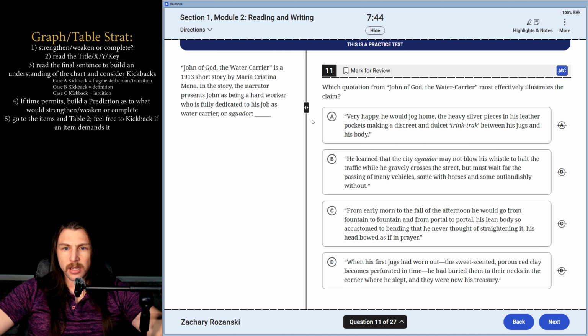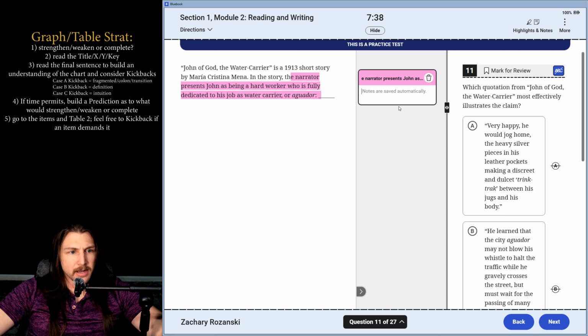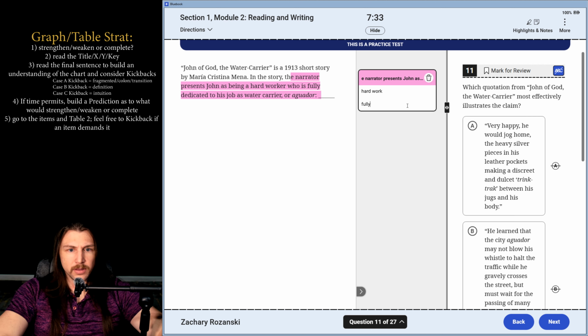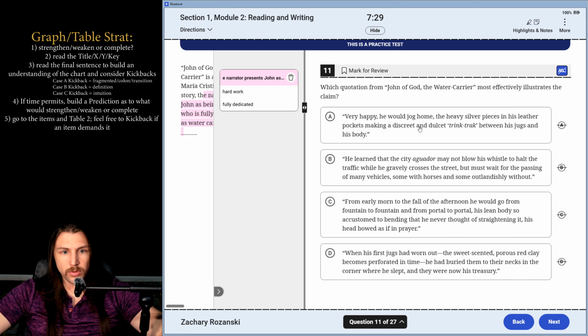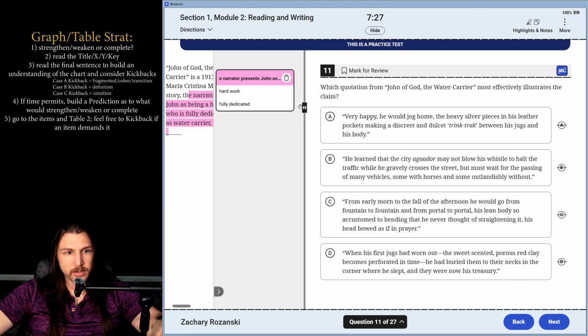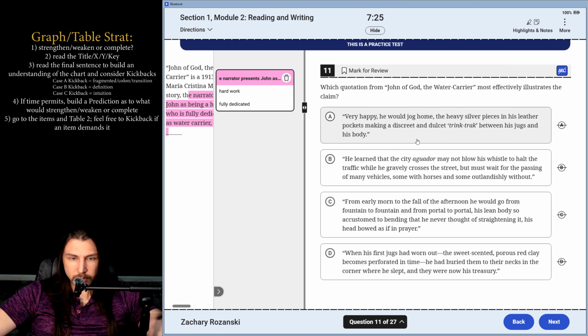Which quotation from John the Water Carrier effectively illustrates the claim? So we're supporting the claim. What's my claim? Let's go to the final sentence, extract something from there. The narrator presents the job as being hard work, fully dedicated. Seems to be my idea that I want to present here. These are my dual claims that I'm engaging with. If we wanted to, we could have separated this into 2 parts, but we're kind of pressed for time.